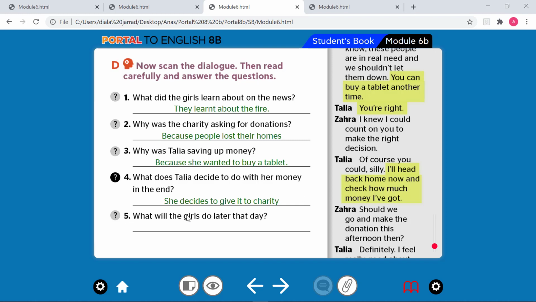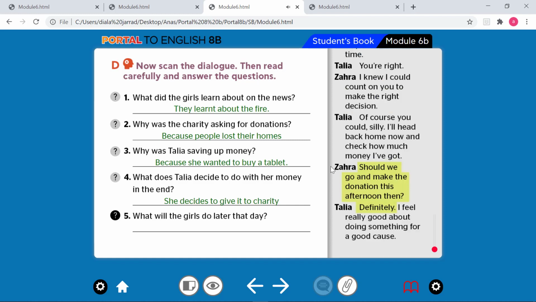5. What will the girls do later that day? Let's check it out. Should we go and make the donation this afternoon then? Definitely. So they will go to the donation. They will make the donation.